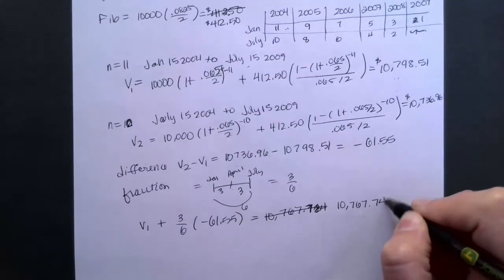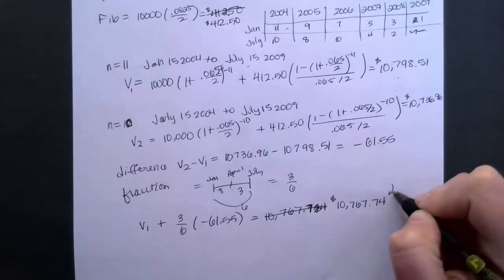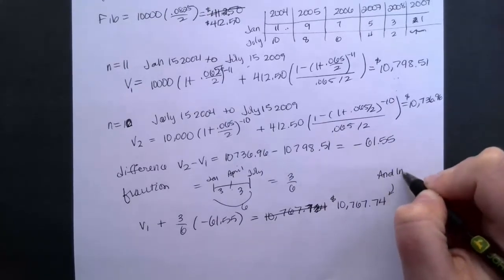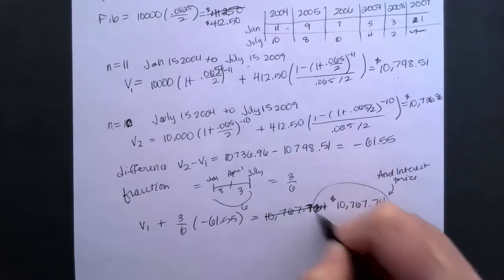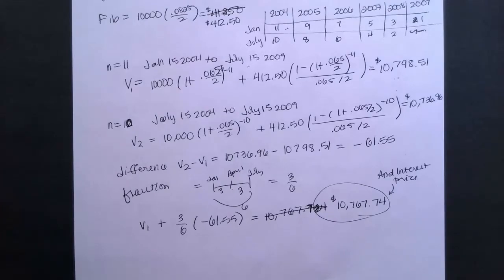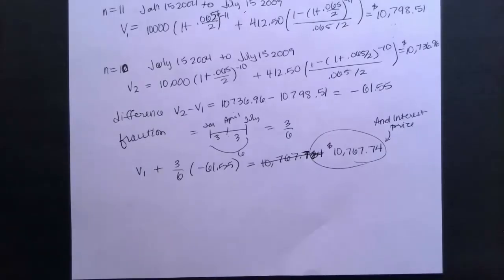10,767.74, rounding to the nearest penny. So again, this would be the and interest price. Okay, but now we're not done, because now we need to find the plus accrued interest price, because that would be the total purchase price, which would have the accrued interest in it. So now we have to do that part.